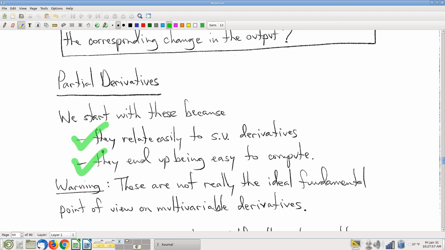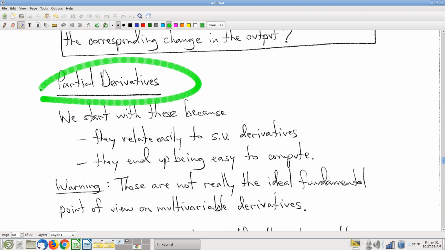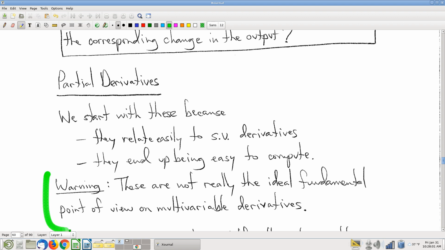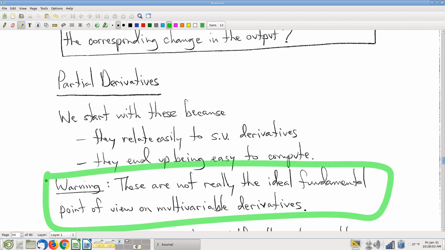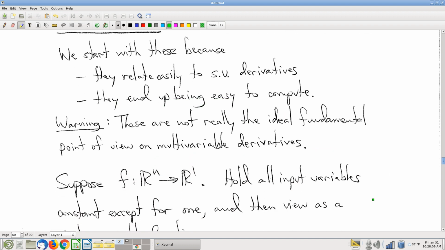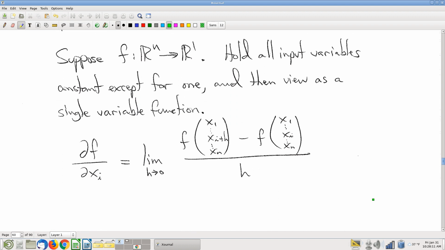Right? Okay. So you're going to see partial derivatives all over the place in the rest of this course, but it remains, I have a different answer to the question of what should be your fundamental actual point of view on what derivatives really are. Okay, I'm going to quit talking now and let's get to some actual details.